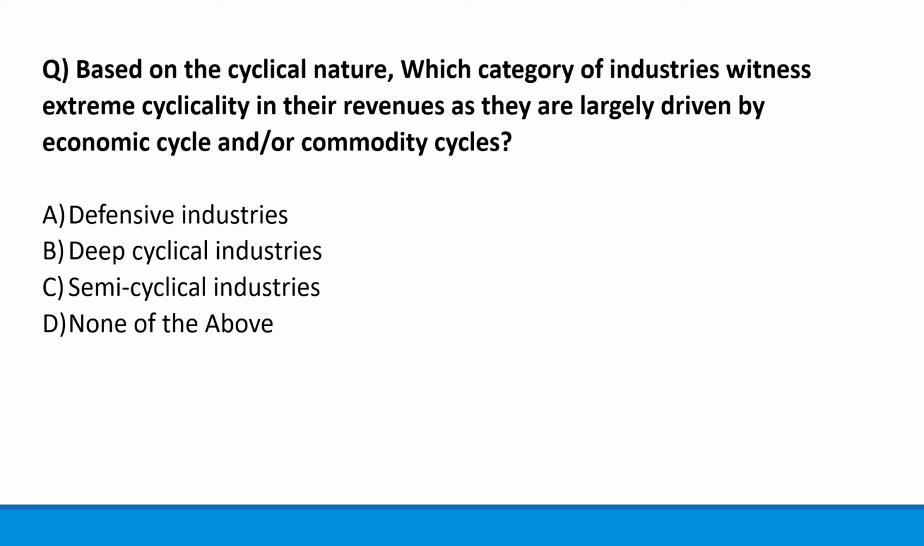Based on the cyclical nature, which category of industries witness extreme cyclicality in their revenues as they are largely driven by economic cycle and or commodity cycles? Option A, defensive industries. Option B, deep cyclical industries. Option C, semi-cyclical industries. And option D, none of the above. The correct answer is option B, deep cyclical industries.